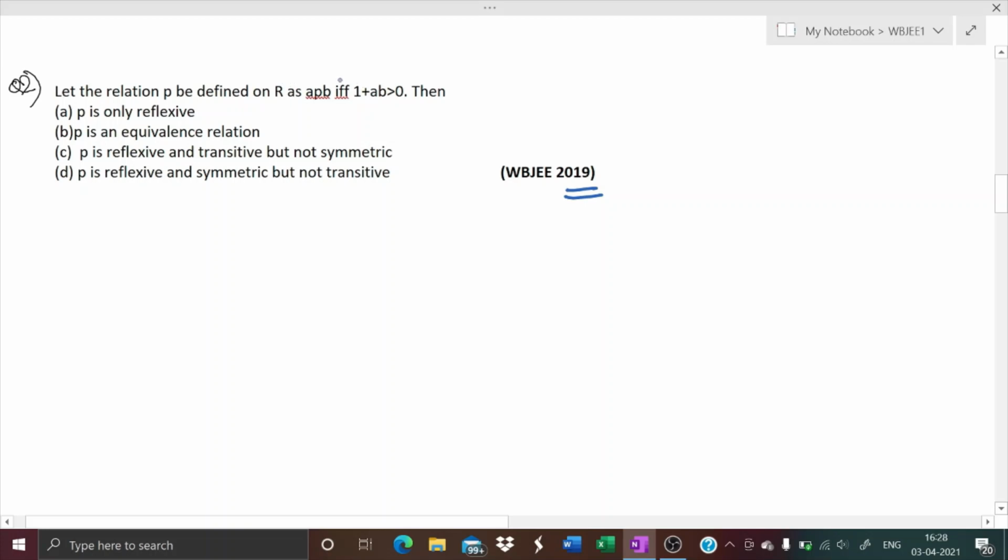Now what is this question saying? Let the relation P be defined on R, the set of real numbers, as A is related to B if and only if 1 plus AB is greater than 0. So again I will check first for reflexive, that is (A, A): 1 plus A square. This is always positive, A square is positive, plus 1 is positive, always greater than 0. So this is reflexive.